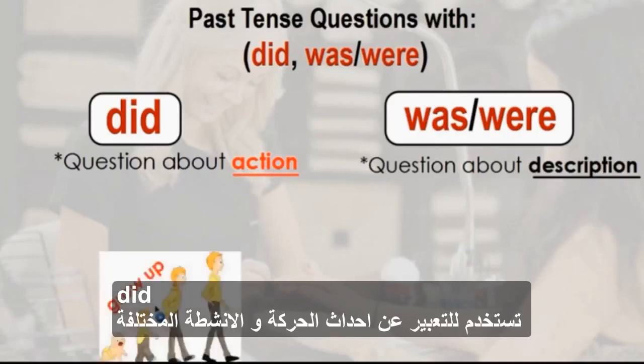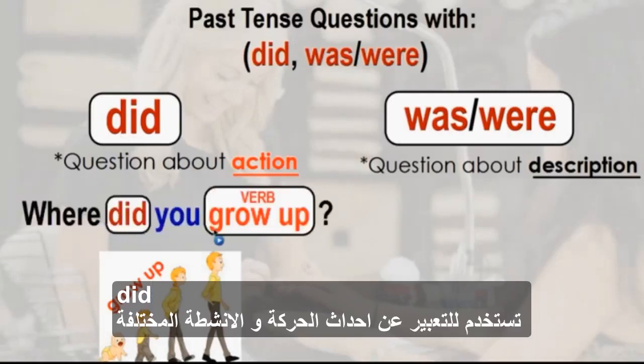So what's the difference between a question about action and a question about description? Well, let's look at this example. The verb grow up. Grow up is an action. And if I want to ask a question about this action, I need to use did. For example, where did you grow up? So when I ask a question about the verb or the action, I need to use did for the auxiliary. So did is only for verbs, when I use a verb in the question.